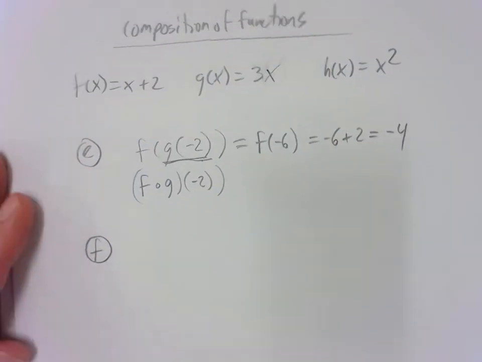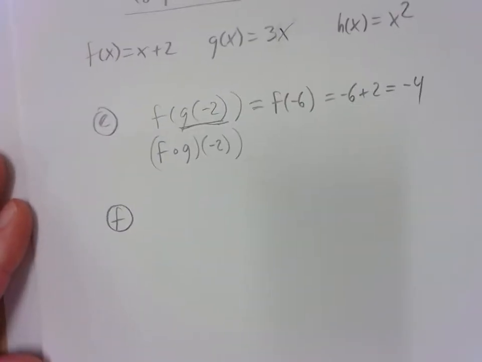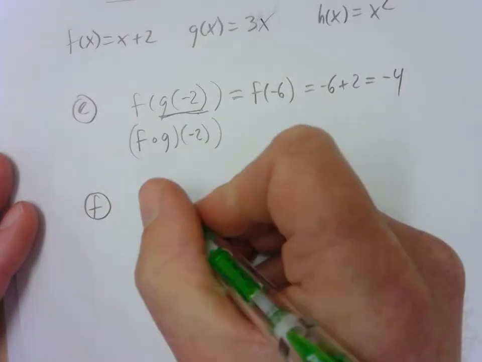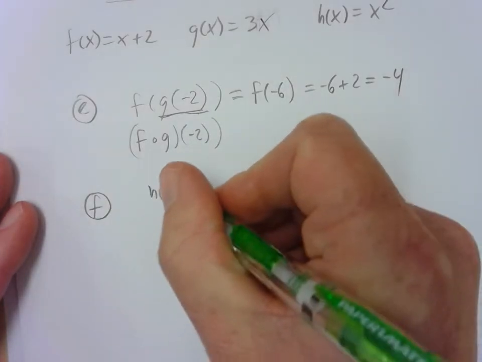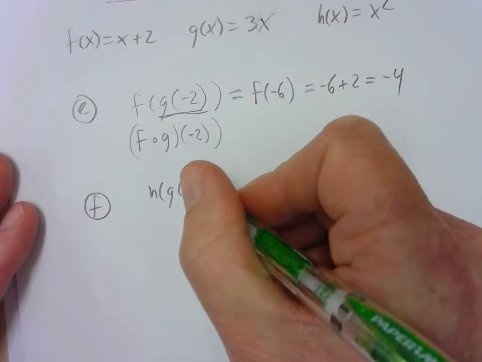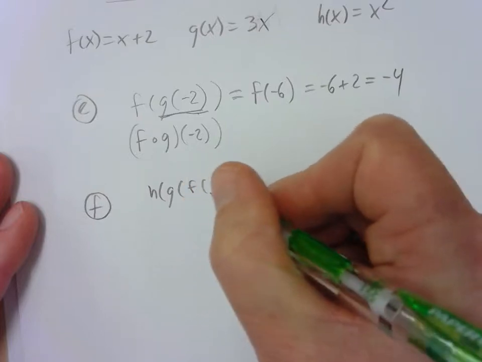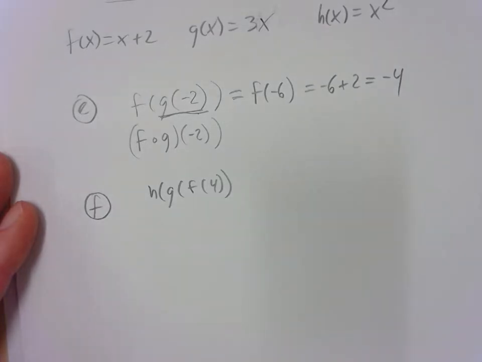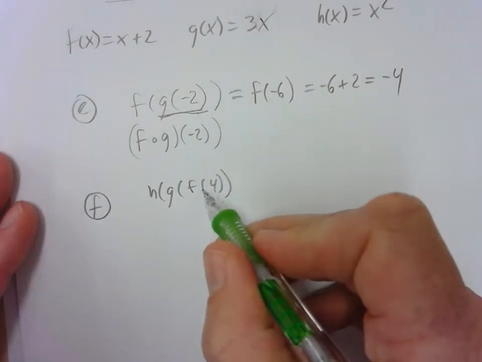F, yeah, A, B, C, D, E, F. I got to know my letters of the alphabet, don't I? Let's see. Let's do H of G of F of 4. Whoa. Is this going to be a crazy big number or not? Let's see. Do I get all my parentheses?